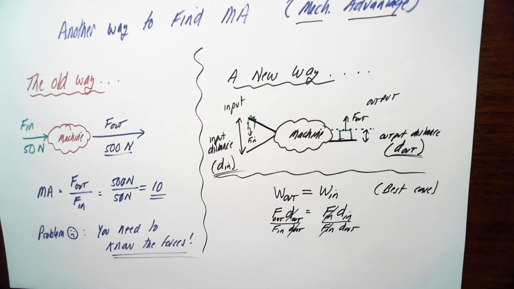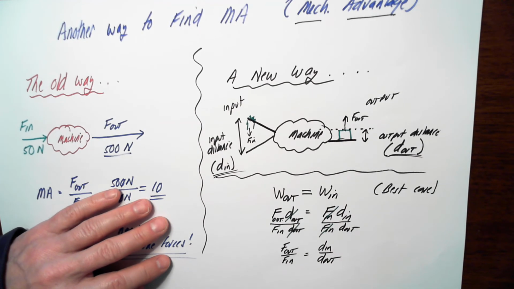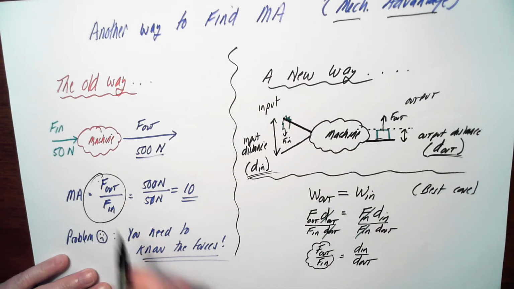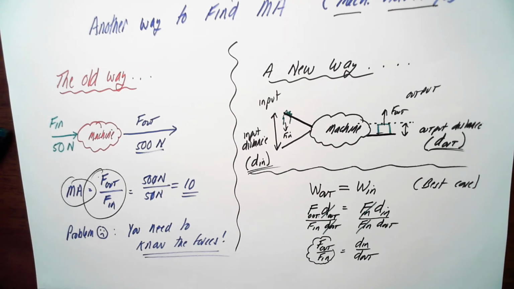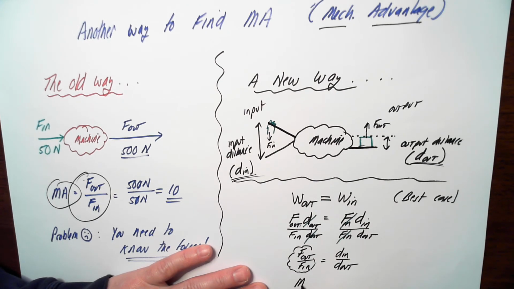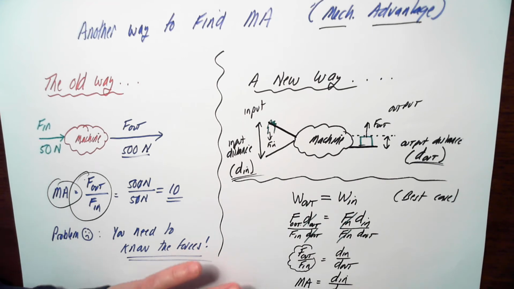So what am I left with? Well, let's see. F out over F in equals d in over d out. Okay, well, what is F out over F in? Mechanical advantage. So here is generally the best way to get the mechanical advantage of a machine. Mechanical advantage equals, okay, you've got to take two measurements. You've got to measure d in and you've got to measure d out.